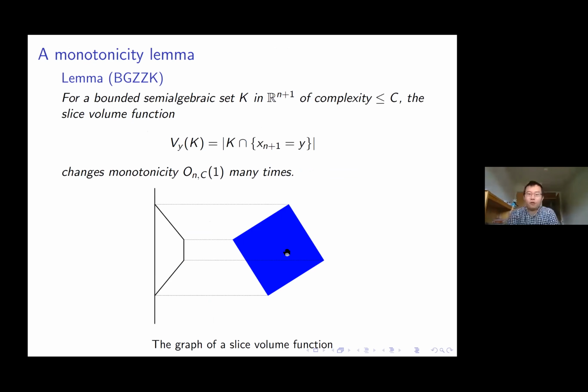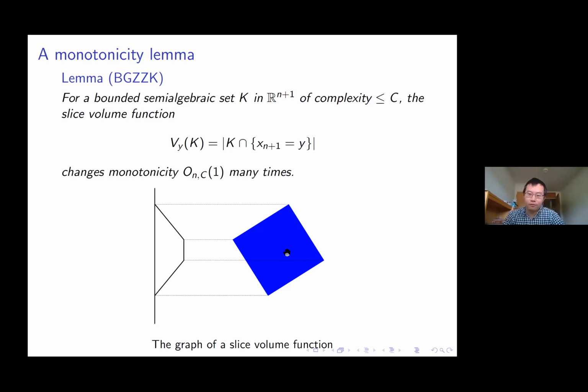So as I said, the closed square is a semi-algebraic set. So what is the slice volume function? I draw it sort of vertically. When you take the slice, first you see nothing, but when you touch the square, you start to get some volume, you start to see it increase. And then for this position, you see it stay there for a while and then start to decrease and eventually disappear. So this is a very concrete slice volume function.